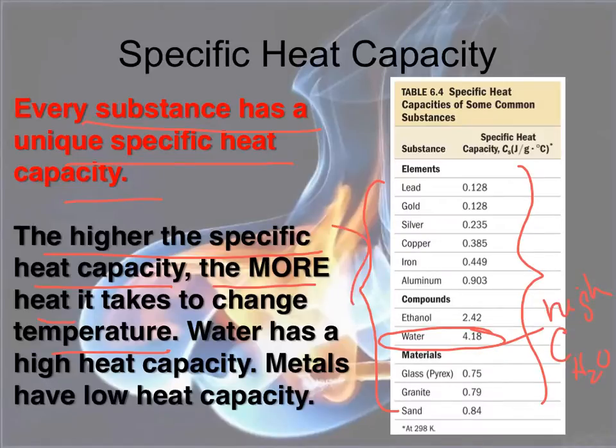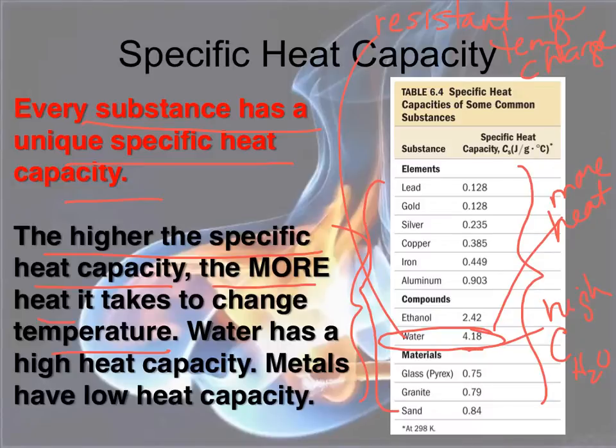What did I say that means? A high specific heat capacity means that it takes more heat to change the temperature, okay? Which means essentially that water is resistant to temperature changes. If it takes more heat to change the temperature, that means it's resistant to temperature changes.